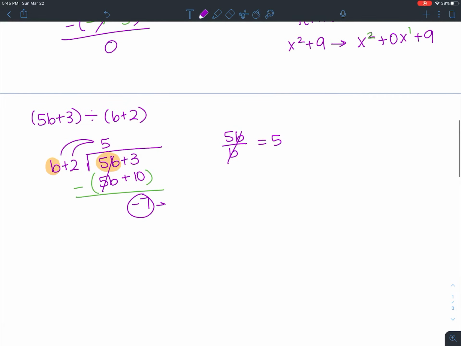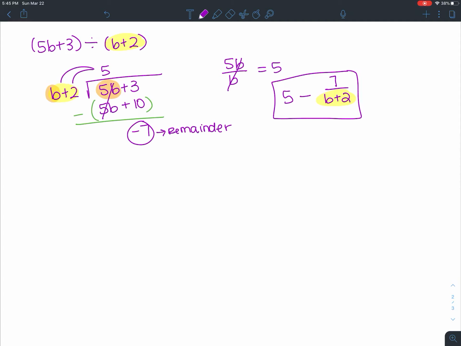So now we can say that my answer is 5. I'm going to put the minus out front so that I can have the 7 on top without the minus, and then b plus 2 comes on the bottom because that's what I was dividing by. All right, there's a lot of steps here, so let's practice one more time.